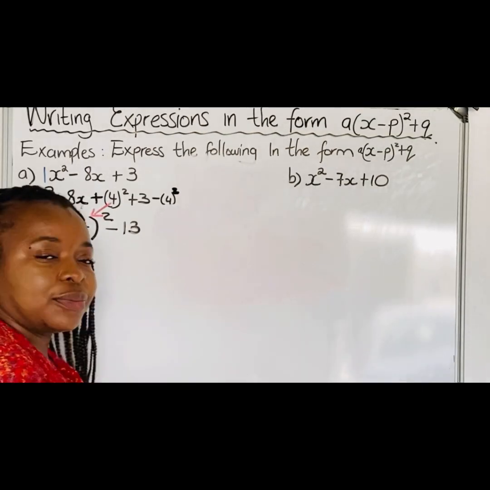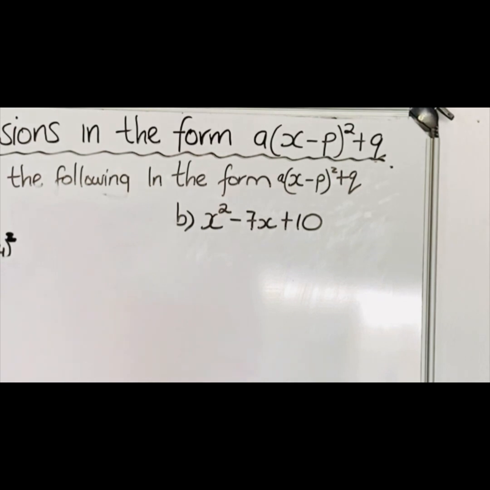B. So what is the first step? Make sure a is 1, and indeed a is 1, right? Then we need to find our b over 2. Remember, we don't carry the sign.